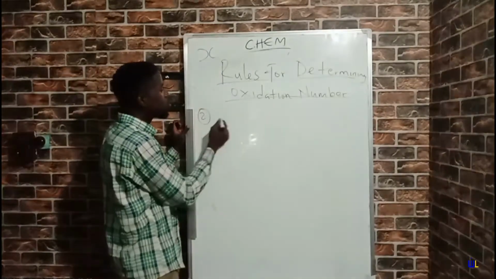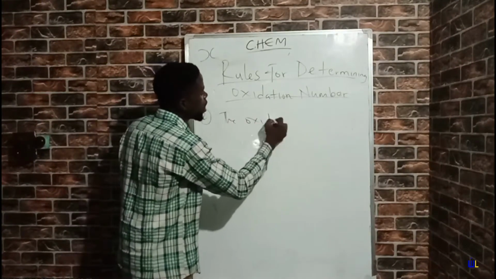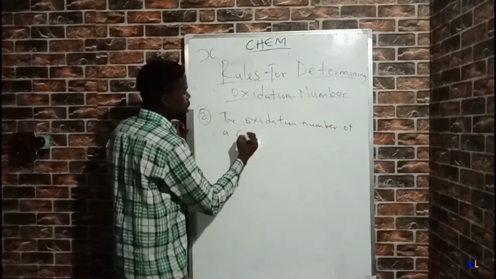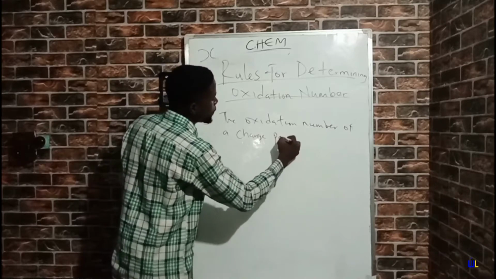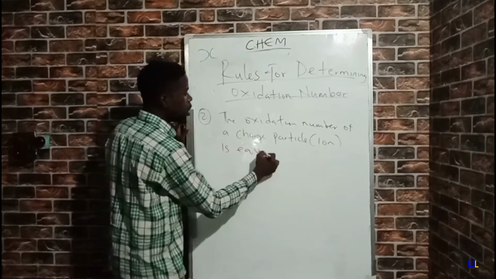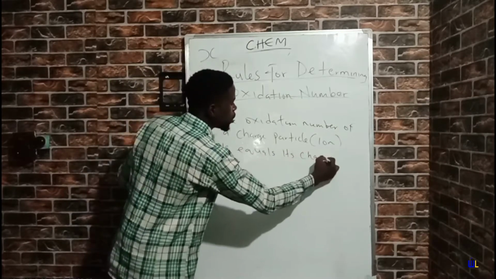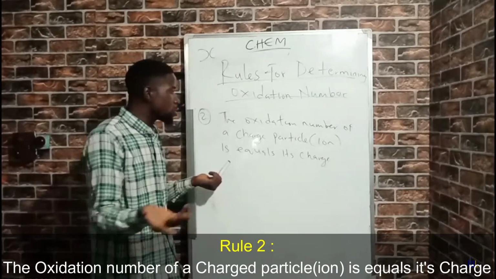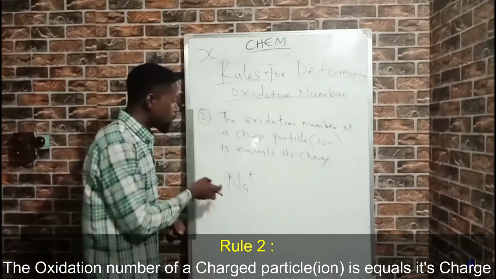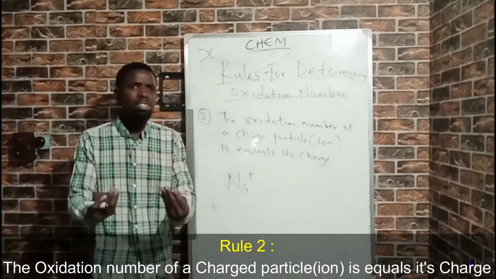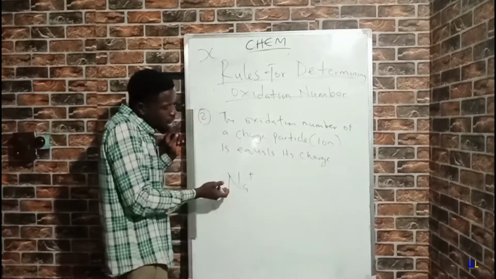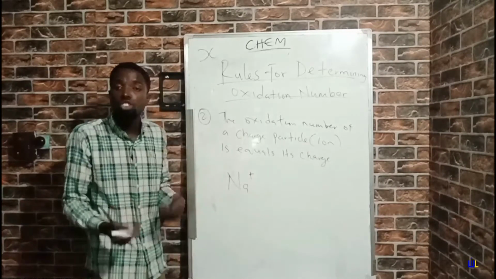The rule number 2 states that the oxidation number of a charged particle, or you could call it an ion, is equal to its charge. So what does this mean? If I have a particular charged particle, Na+, and I'm asked, what is the oxidation number of Na+? Please, you don't have to worry yourself. It's as easy as anything. What is it trying to say? The oxidation number of a charged particle is the same thing as its charge. So if Na+ has a charge of +1, the oxidation number is +1.